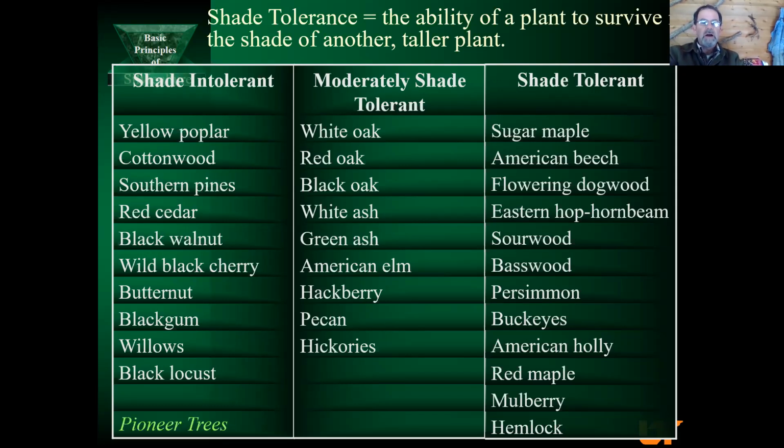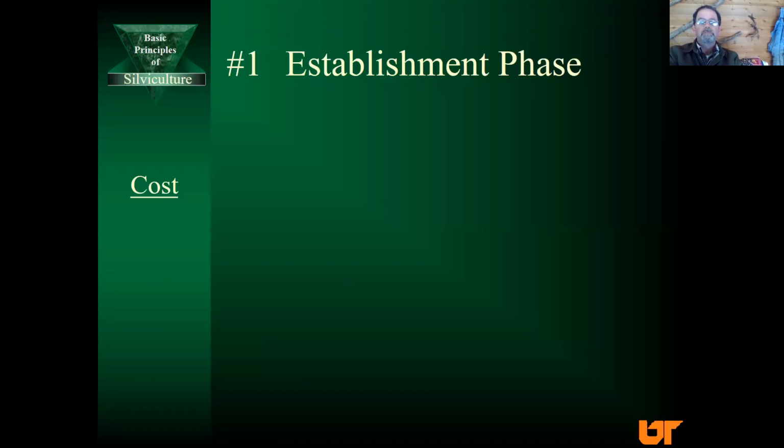So we call the shade intolerant trees the pioneer trees. These typically are the ones that are first to invade a sunny site. And these would be the climax trees, the ones that can endure if there are no disturbances in the forest, like fire or harvesting or storm damage or whatnot. These trees will eventually become the climax forest in much of the eastern hardwood region.